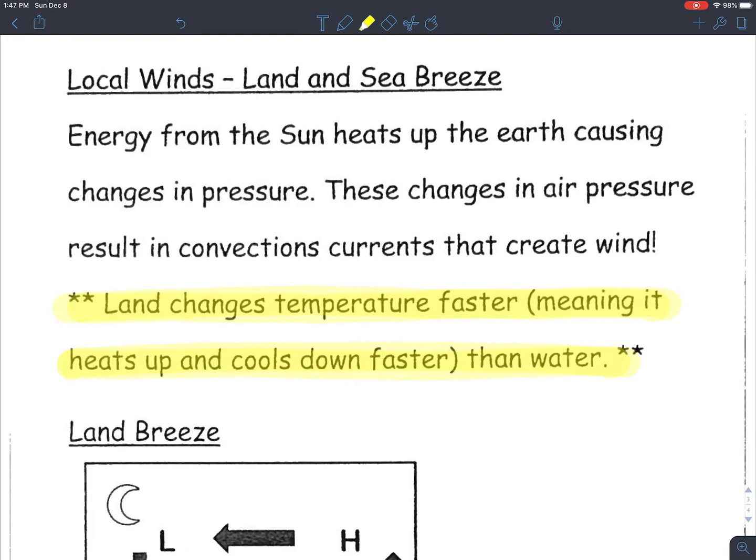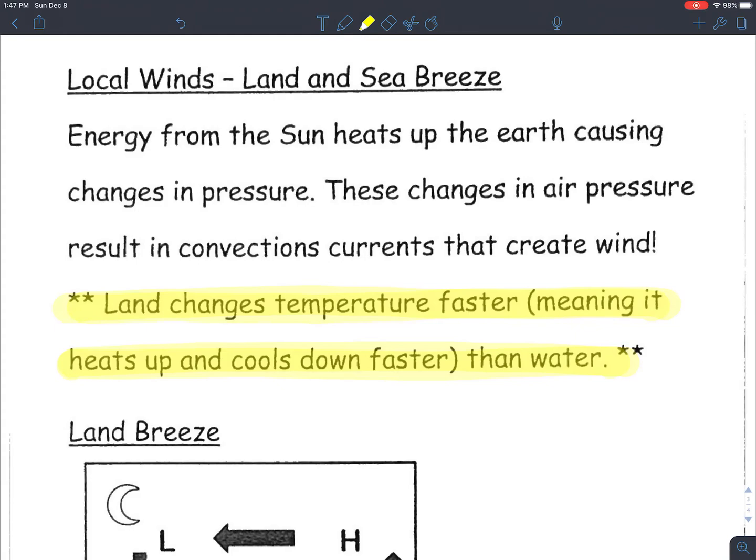So what we're going to be looking at now is a land breeze and a sea breeze. I want you to think about if you've ever been to the beach, like Sylvan Beach, for example. In the middle of the day, what does the sand at Sylvan Beach feel like on a really hot day? If you said hot, you are correct. That sand is really, really hot, and sometimes it's so hot that you have to run to the water to cool off your feet. So during the day, the land heats up really fast, which is why the sand gets really hot and the water stays cool.